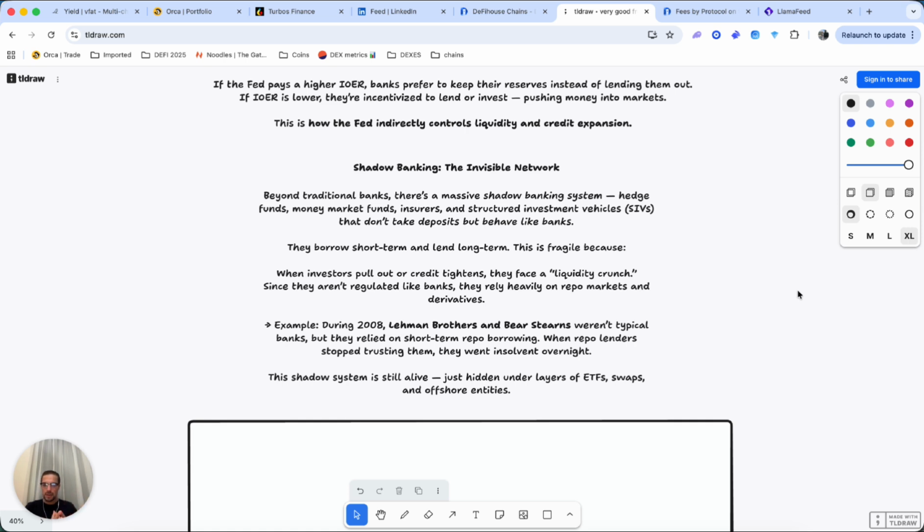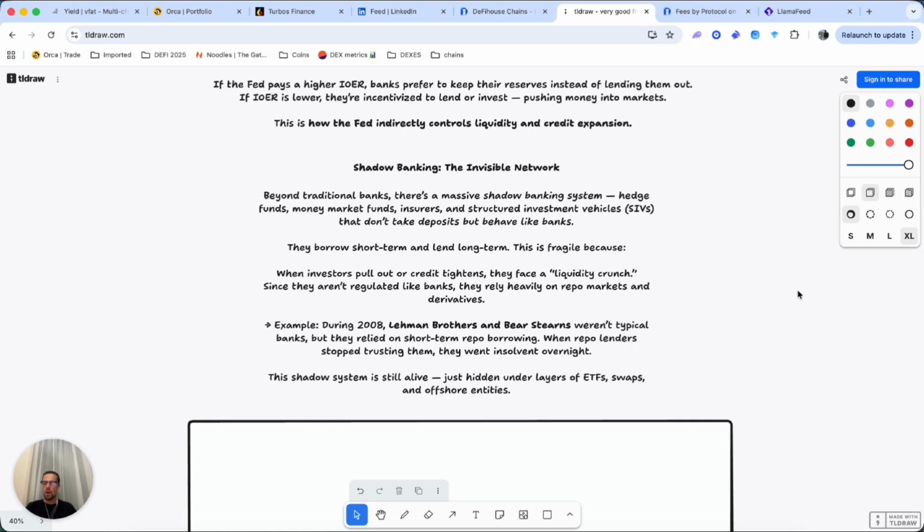Beyond traditional banks, there is a massive shadow banking system that is pretty public at the same time. Everyone knows this exists. If you've never heard about it, well, you're welcome. The hedge funds, money market funds, insurance companies, and structured investment vehicles, hopefully I'm pronouncing that word right, it's the most difficult word for me in English, right? They don't take deposits but behave like banks. So people cannot bring the money in, but they act as a bank, so to speak.